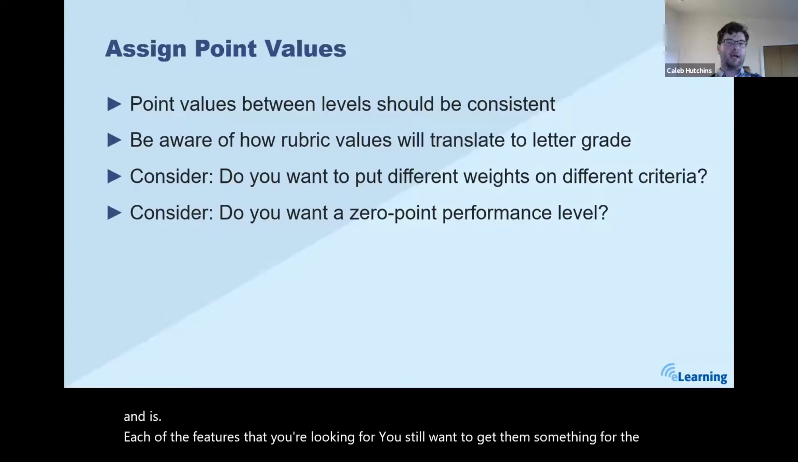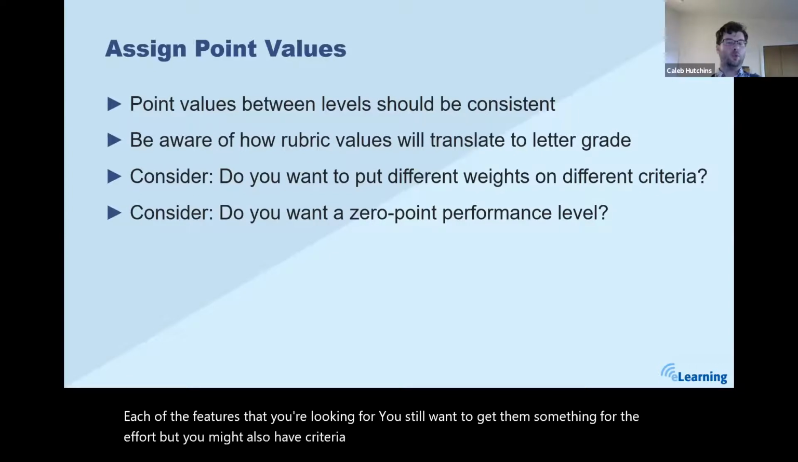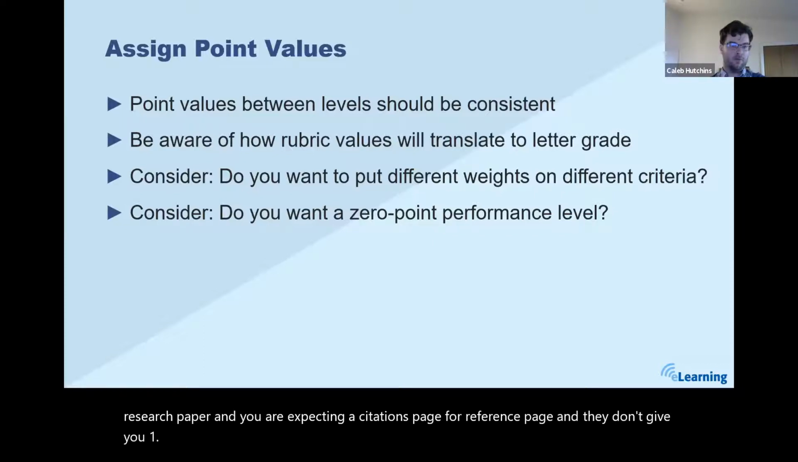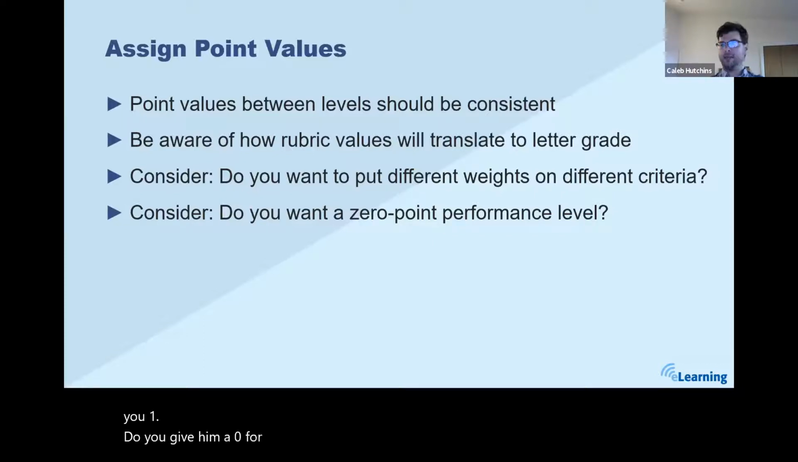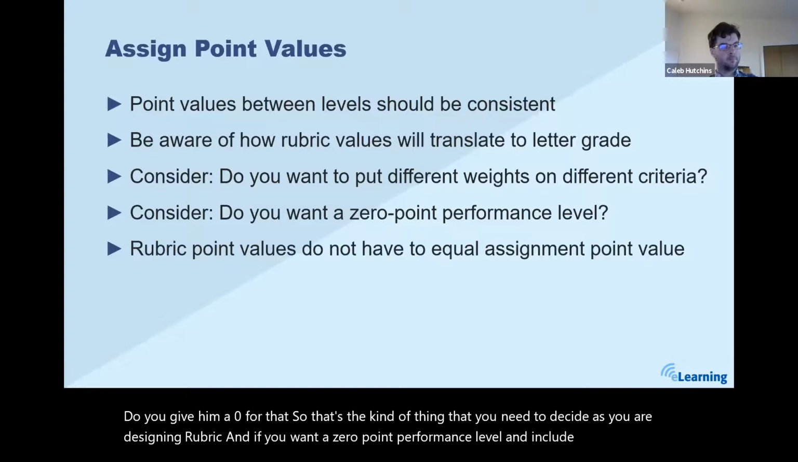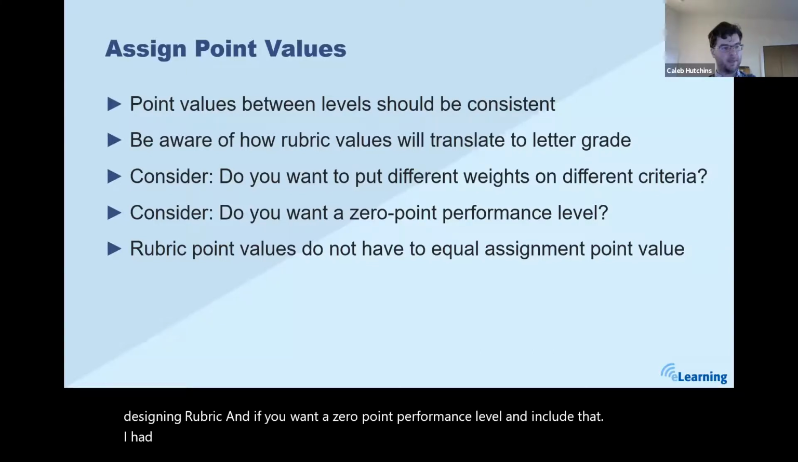But you might also have criteria where you do want to give them 0 points. If it's a research paper and you are expecting a citations page or a reference page, and they don't give you one, do you give them a 0 for that? That's the kind of thing that you need to decide as you are designing your rubric. And if you want a 0-point performance level, then include that. I had this on here, but I think that might actually be incorrect when it comes to Canvas.